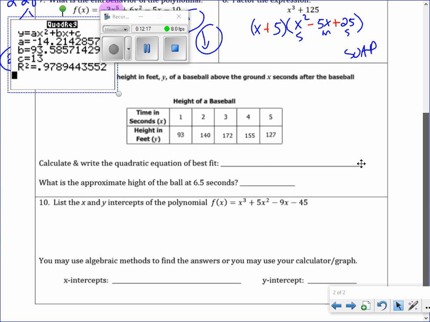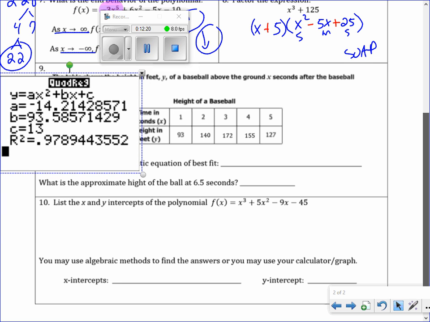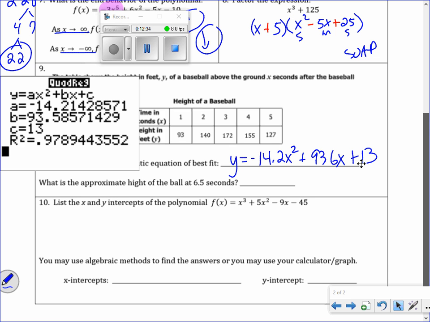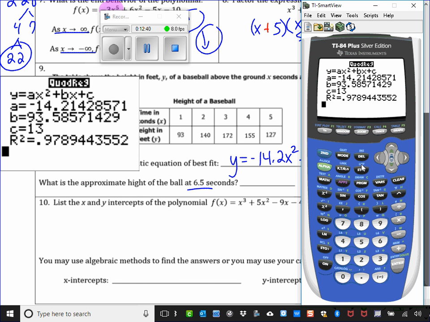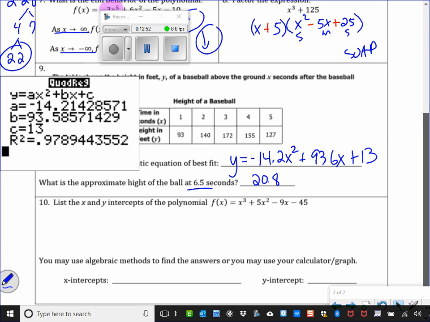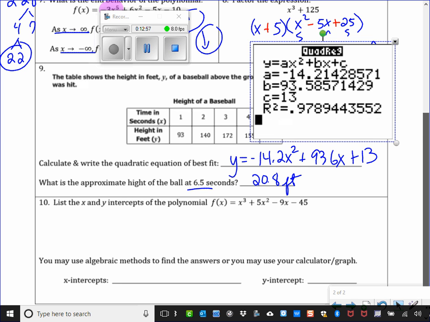All right, so let me see. I got -14.2. So y equals -14.2x squared plus 93.6, let's say, x, and then plus 13. All right. So this question says, what's the approximate height at 6.5 seconds? So I'm going to get my calculator and plug in 6.5. So I'm going to do alpha trace and grab y1, plug in 6.5. And at 6.5, it would be 20.8, let's say. We want to say 20.8 feet. That would be the height of the ball at that time.